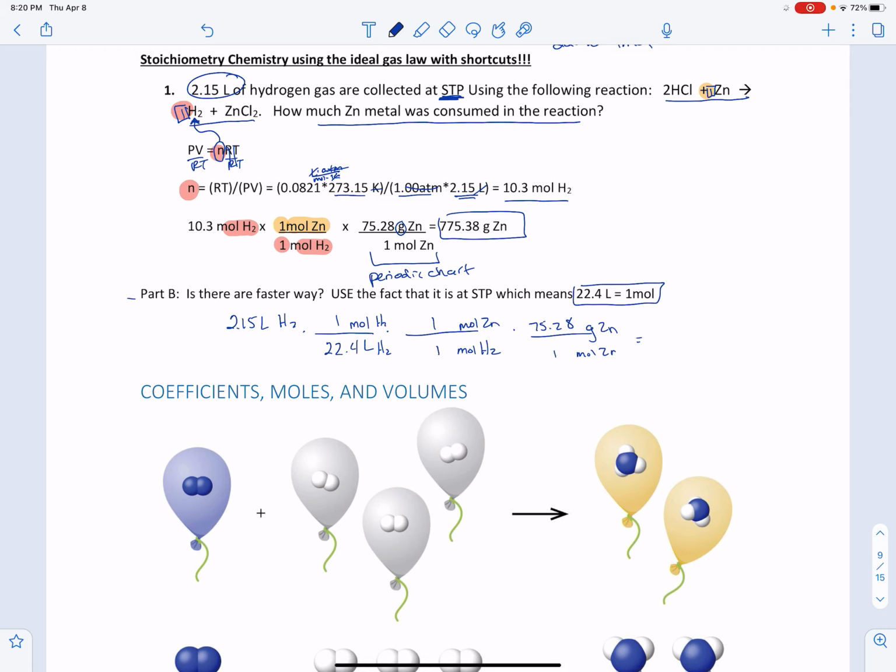So that's the first trick. This is called the STP trick, if you want. That's just my name for it. This is STP, though. STP and reactions. All right, now we're going to solve another problem 2 ways, the long way and the short way.